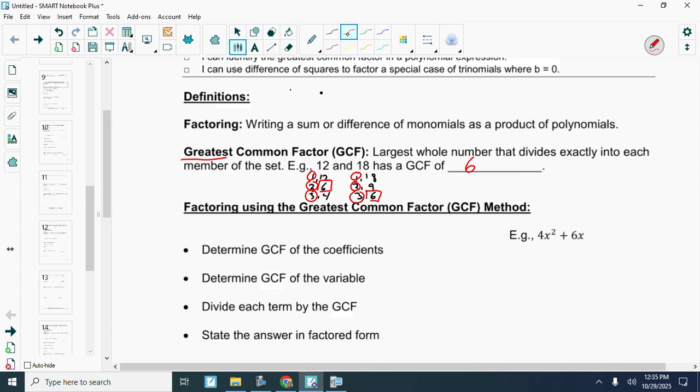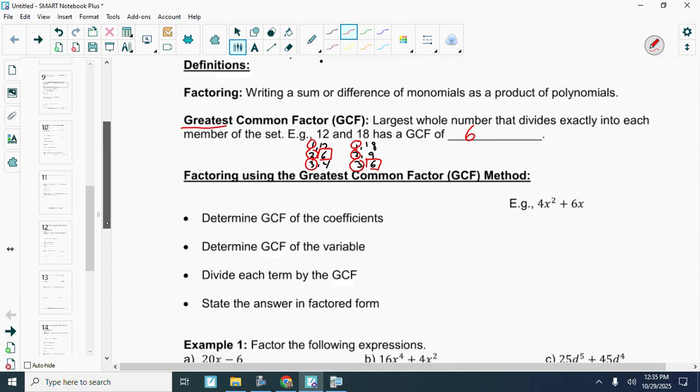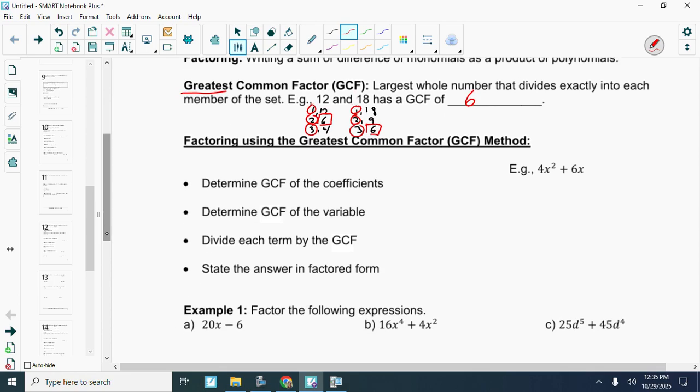Guys, that's junior high, so that should not be in any way something that's new for you. In grade 10, we started doing greatest common factors and throwing in variables as well.